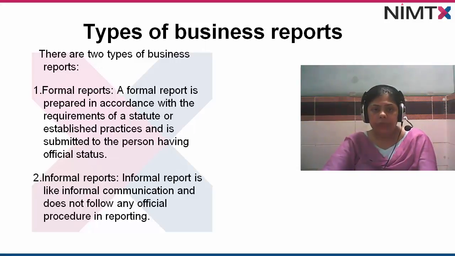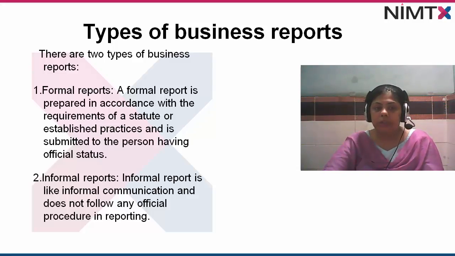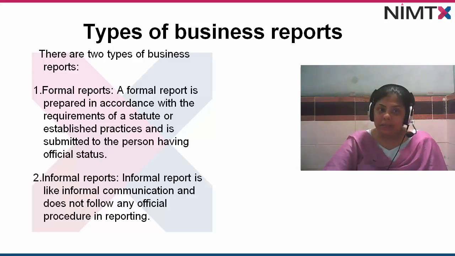Types of business reports. There are two types of business reports. Formal report: a formal report is prepared in accordance with the requirements of a statute or established practices and is submitted to the person having official status. Informal report: an informal report is like informal communication and does not follow any official procedure in reporting. Formal, we understand it, it's very clear. It is a report being sent to an authorized person who would see this, and it has to be formal.